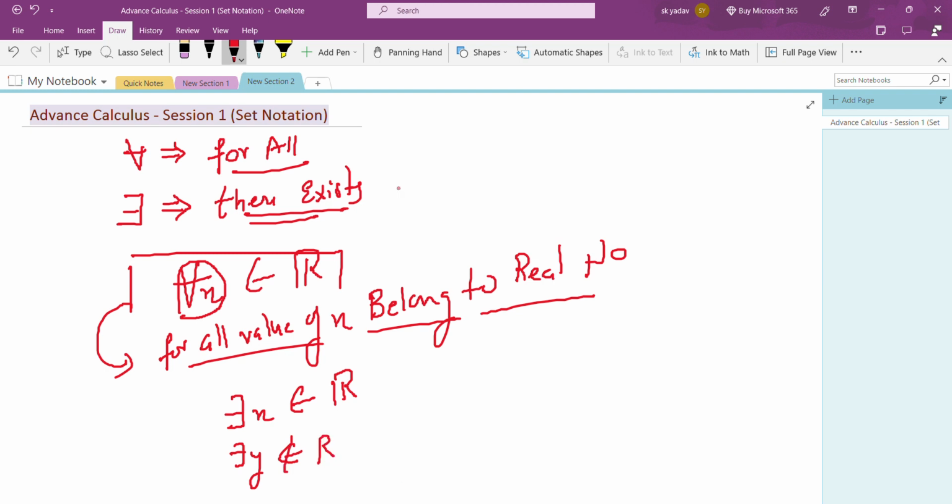Basically, these are the few notations that we are going to discuss in quantum computing, and they are also used in machine learning. So we now have a little idea about these symbols. In the next section we'll discuss the next topic in advanced calculus. Thank you.